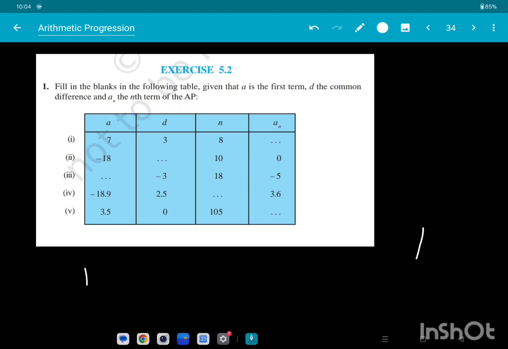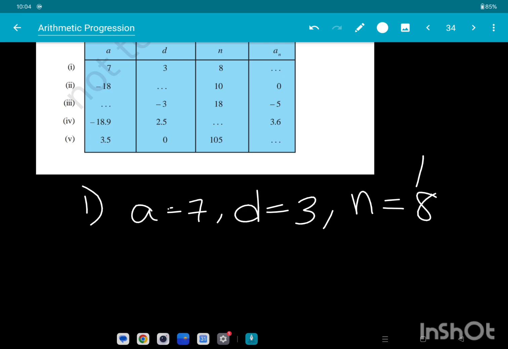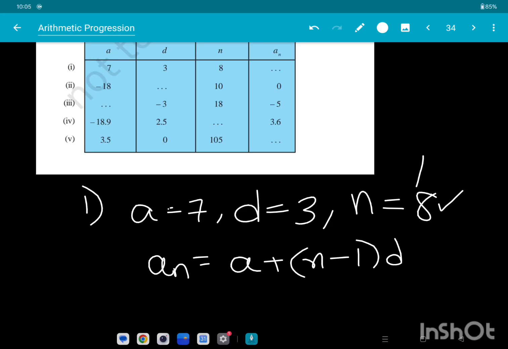For the first one, in the first question it was given that a is 7, d is 3, and n is 8. Now what should we find here? We need to find the an value. How can we find it? We already know the formula for the nth term. If you want to find the nth term, we know the formula. So what is that formula? a plus (n minus 1) into d. Here n value is 8, which means we need to find the 8th term, right? So n means which term we are going to find. So n means 8th term.